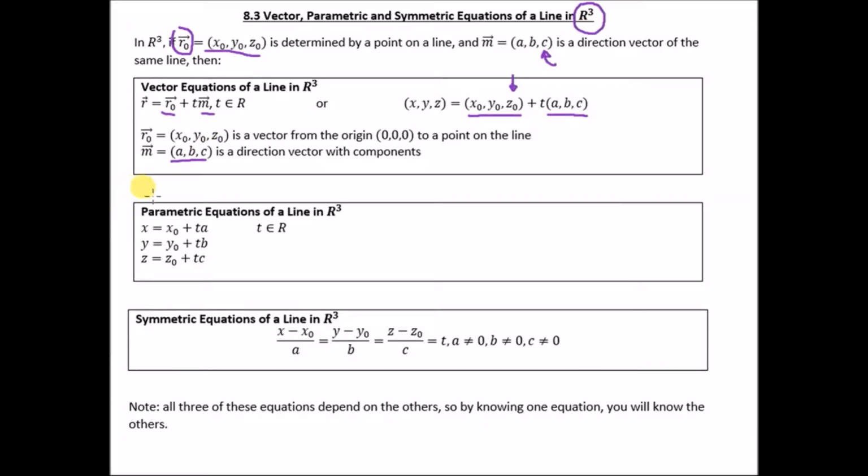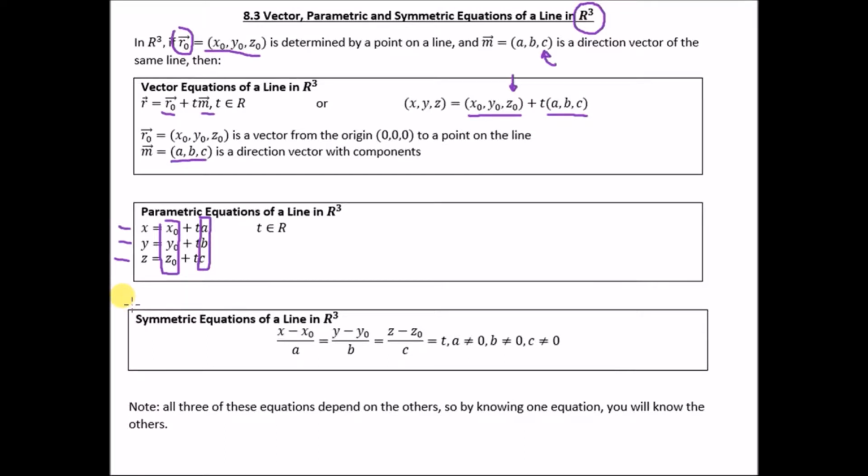Okay, likewise, the parametric equations, instead of just having x and y, we now have to break down that vector equation into x, y, and z. So we have the point x, y, z, and then we have a, b, c, which is the direction vector. Okay, and the parameter is still an element of the real number system.